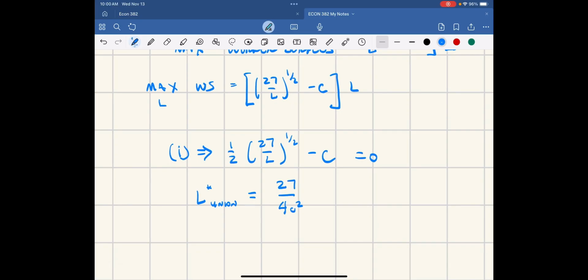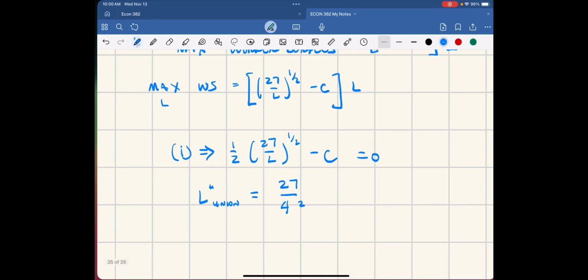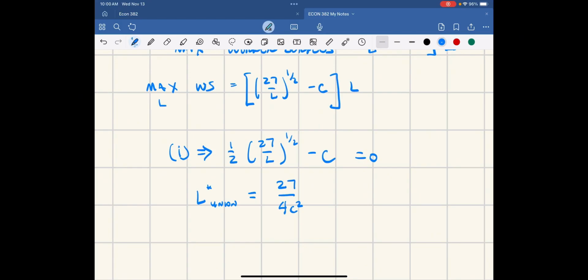And that's how much the union would want to hire, depending on what the marginal cost is to hire a worker. Let's go ahead and make that a little cleaner.